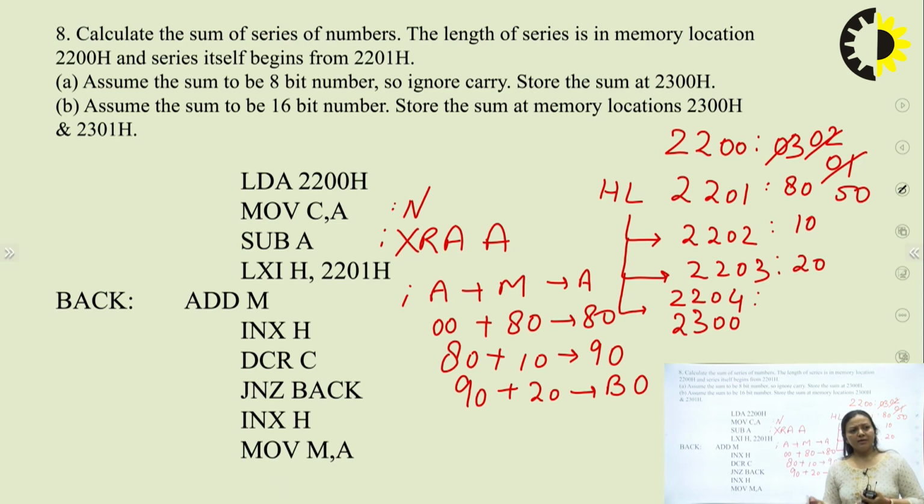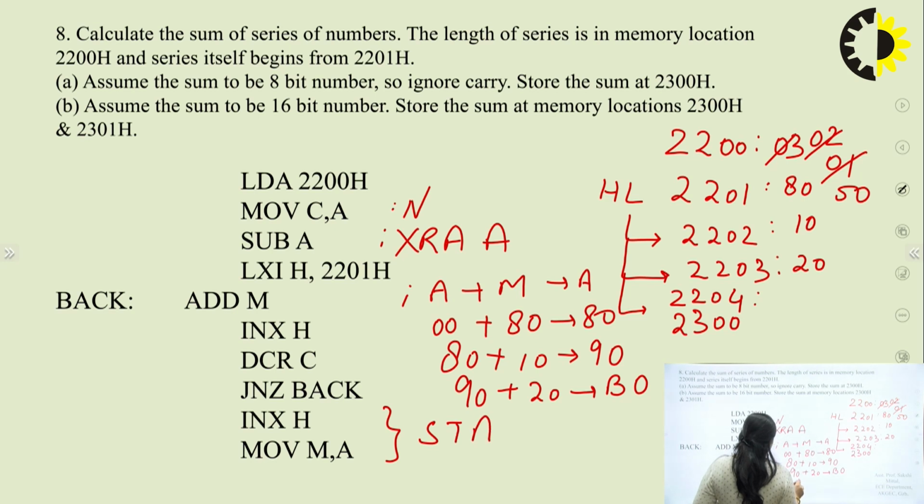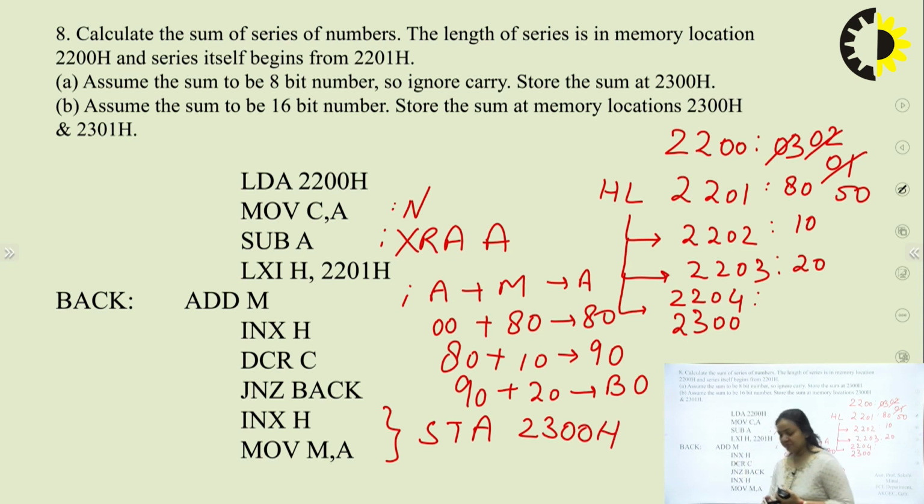Again increment the HL pair by 1 and display your result. I have displayed the result at the next location. Or, instead of these two instructions after JNZ, you can write STA 2300H to display the sum at this particular address. Last instruction, HLT: terminate the program.